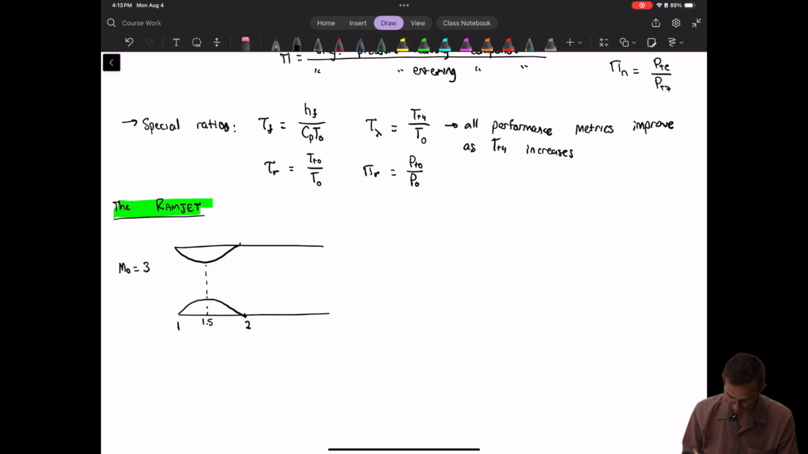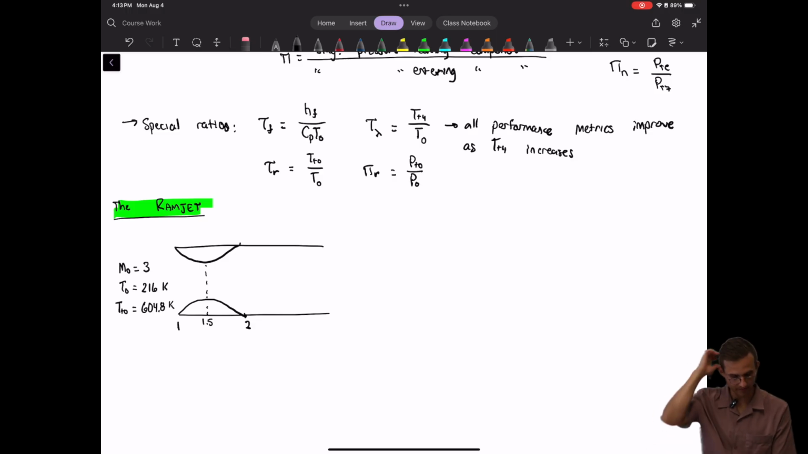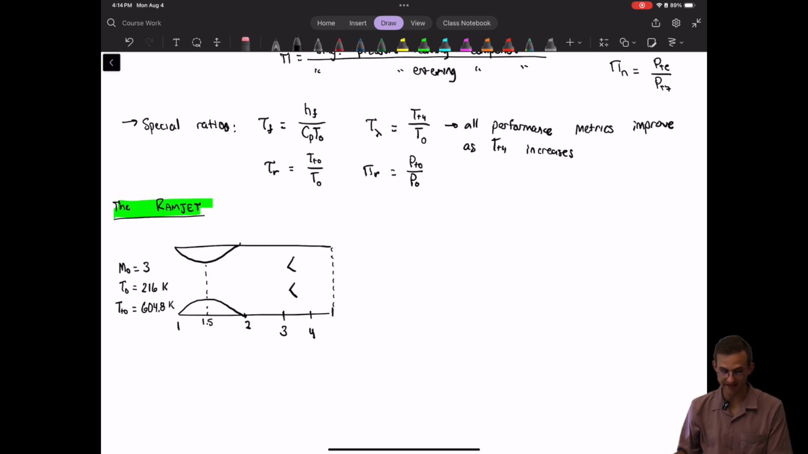We'll have T naught be 216 Kelvin, and our stagnation temperature, therefore, in this case, would be 604.8 Kelvin. Okay, so of course, we can calculate that knowing what the static temperature is and the Mach number. Then we have a burner here. Directly upstream of that burner is going to be station 3, and downstream of that burner is station 4. And then at the exit plane, we're going to put E for exit.